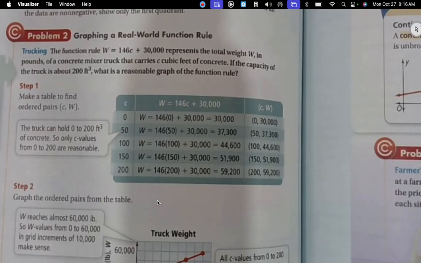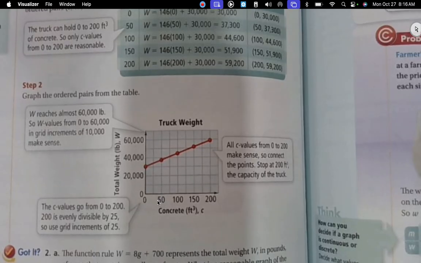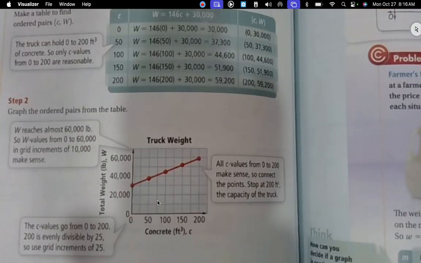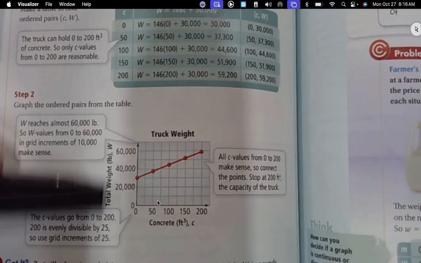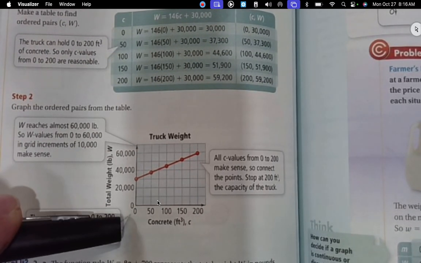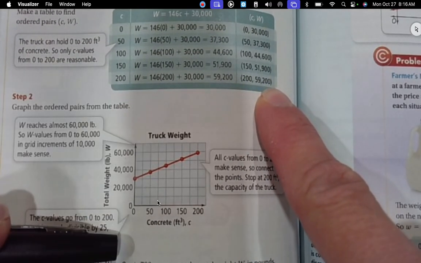Yes? Okay. You're not going to pick 0, 1, 2, 3 on this one. Okay? It doesn't make sense for the word problem. Now, then you're going to graph it. So they had a graph on here, and you would just write your numbers. Okay? These numbers over here go up to 60,000. If you look, we're going to go from 0 to 60,000.